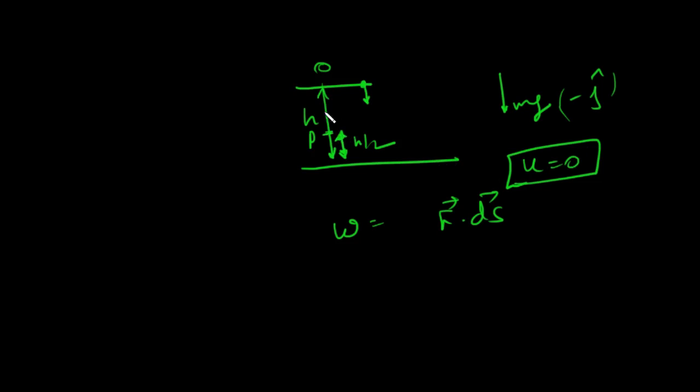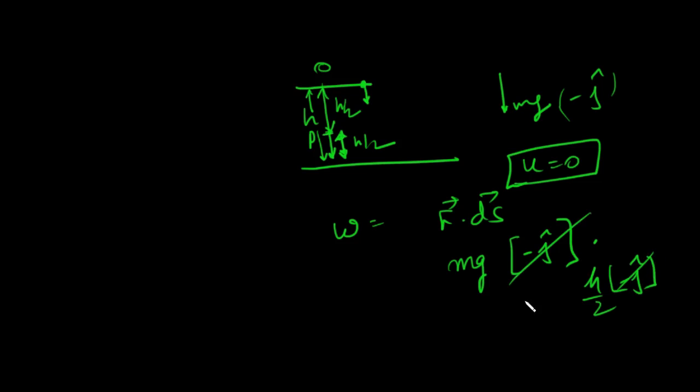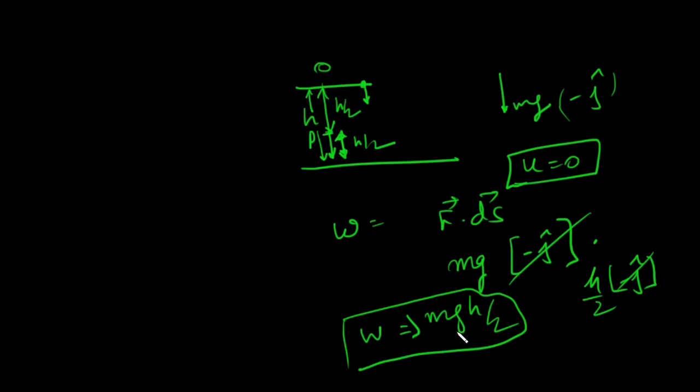And what will be the displacement? OP. And what is it? Since this total height is h, this would be h over 2. So this would be equal to mg minus j, dot h over 2 minus j, right? j dot j is 1, so mg h by 2 is the work done, okay. Mg h by 2 is the work done. This is the potential energy of the particle at point P.